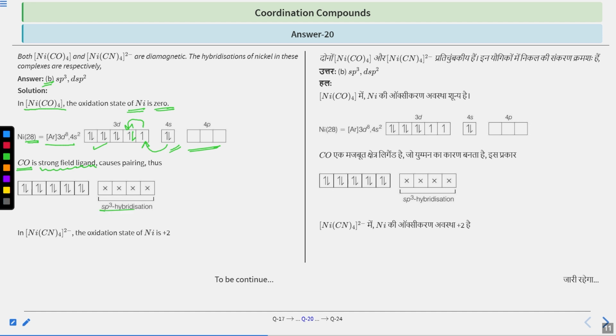So sp3 hybridization. In Ni(CN)4 2 negative, the oxidation state of nickel is +2. Because for the cyanide, the oxidation state will be -1. -1 times 4 will be -4. So x minus 4 is equal to -2. So x will be +2. So the nickel oxidation state will be +2.